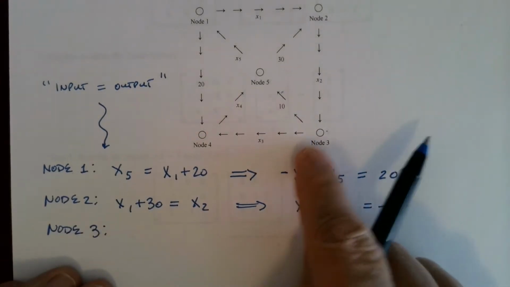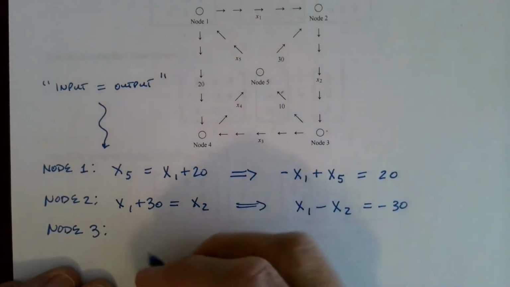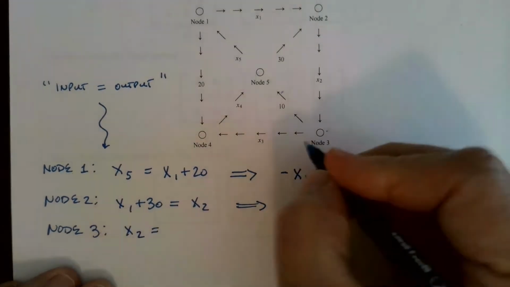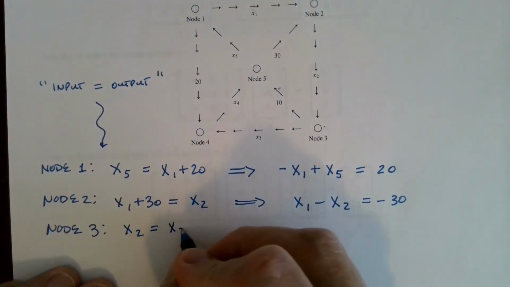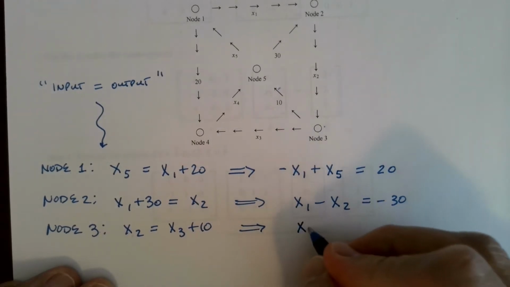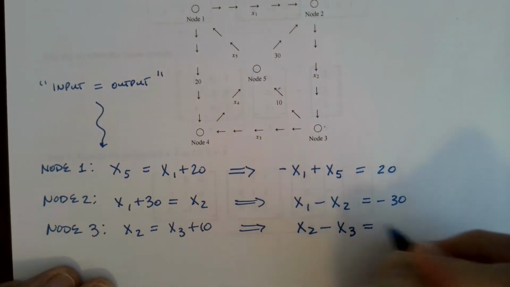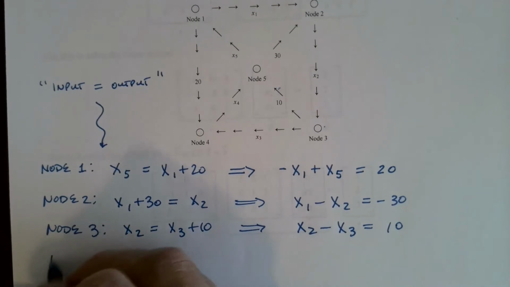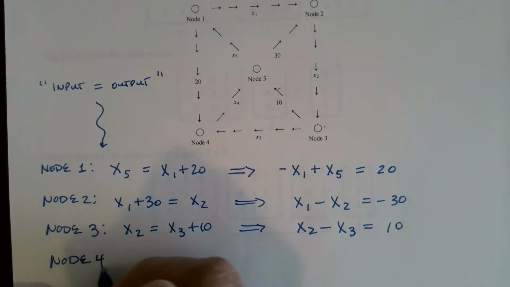Node 3, I've got x of 2 coming in, and what's going out? X of 3 plus 10. Again, subtract x of 3. My third equation. Two more nodes to go.